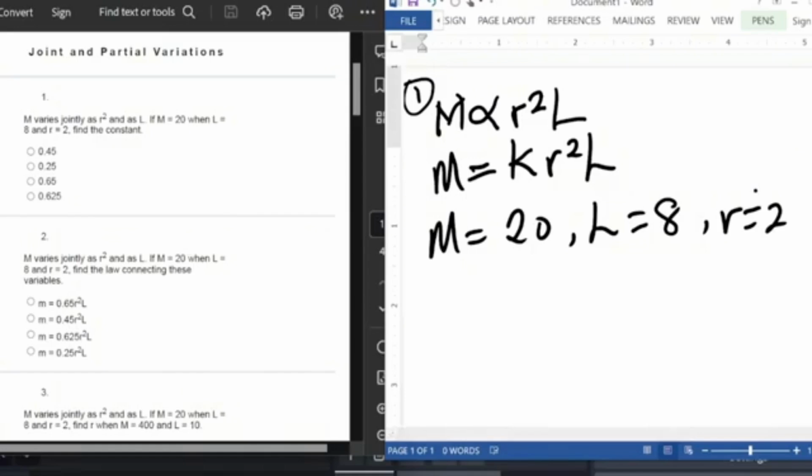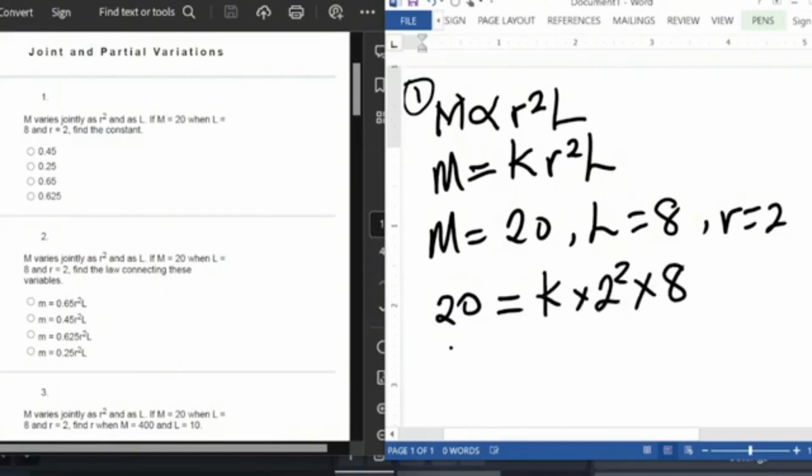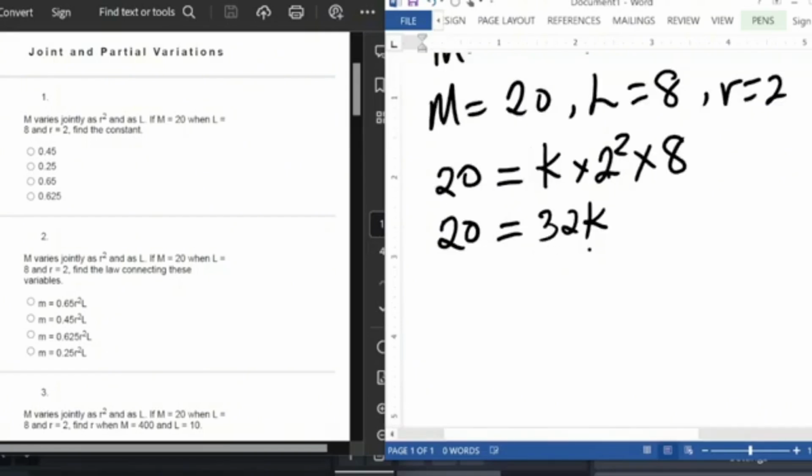So how do we do that? It's straightforward. We put the value of these variables into this equation. So we replace m by 20. We don't know the value of k, times r squared, that is 2 squared, times l, that is 8. So we have 20 equals 4, this is 2 squared, that is 4, 4 times 8, that is 32k. So the next thing is to divide both sides of the equation by 32.